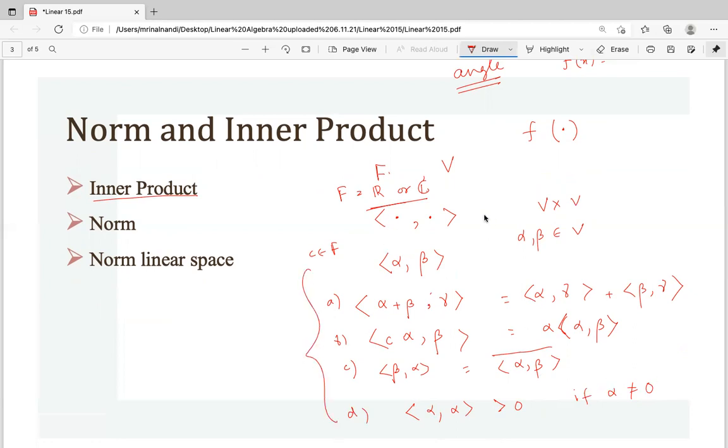So the inner product is like a function from V cross V to the real numbers, or in general the complex numbers, field, not a general field, real or complex, together with these four properties. This is called an inner product.